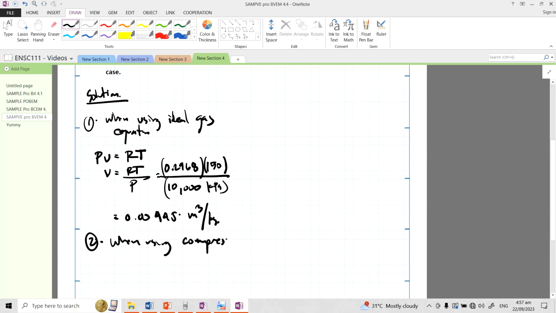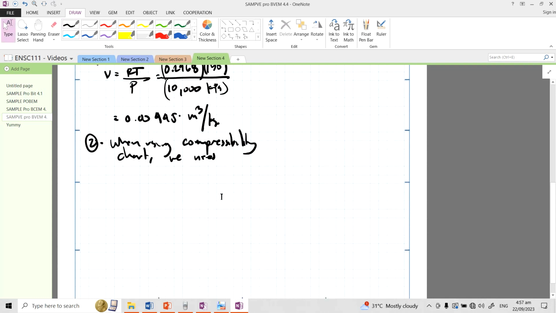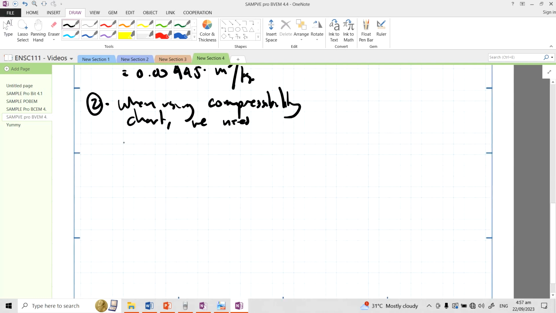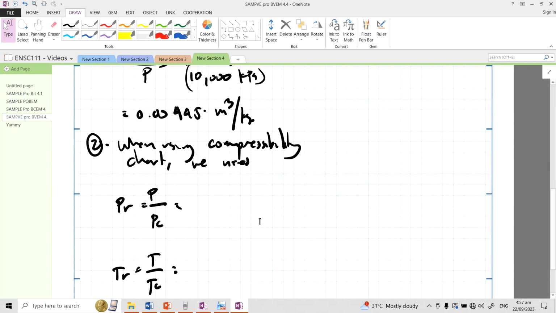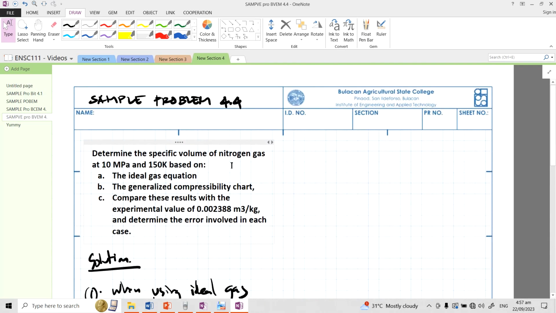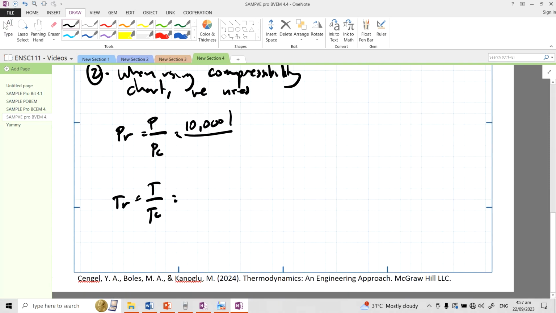Okay, next is using the compressibility chart. We need the reduced pressure and the reduced temperature. So PR is equal to P over the critical pressure, and TR is equal to T over the critical temperature. Given P is 10 megapascals, or 10,000 kPa, and the temperature is 150 Kelvin.